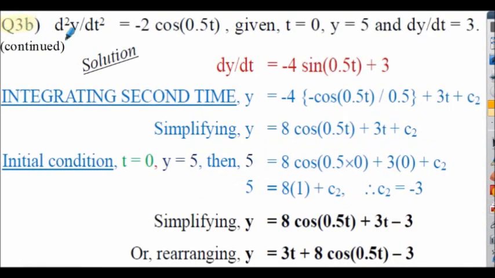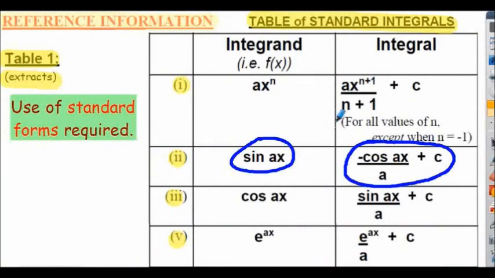Question 3b, solution continued. Just repeated this line from the previous slide for convenience. So integrating for the second time, y is now equal to negative 4 multiplied by negative cos of 0.5t divided by 0.5. That's the result of integrating sine of 0.5t above. And again, we're referring to the standard integral tables here.